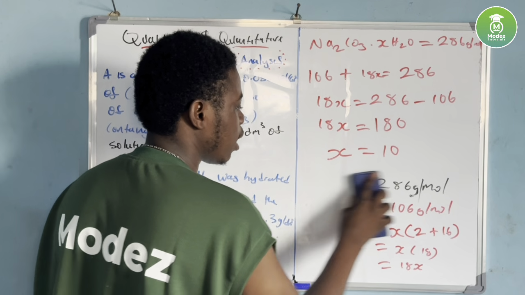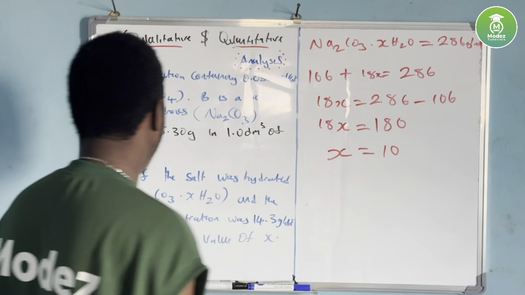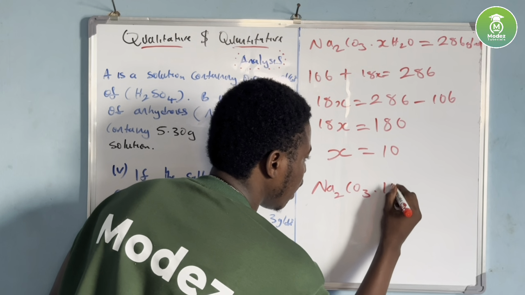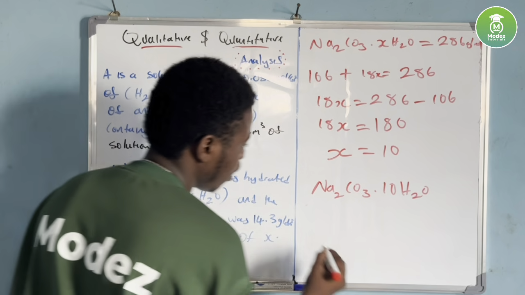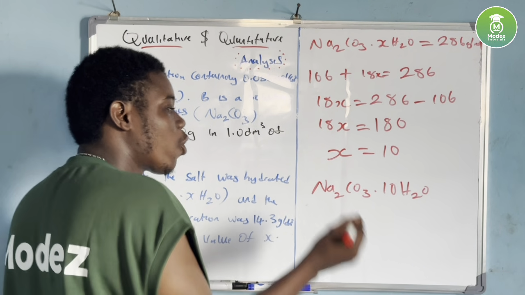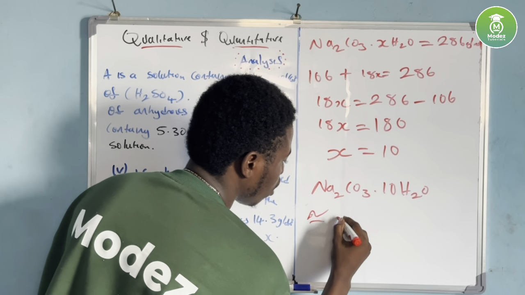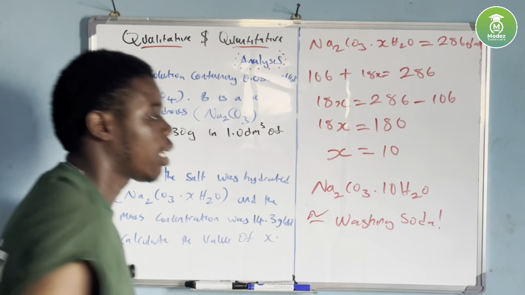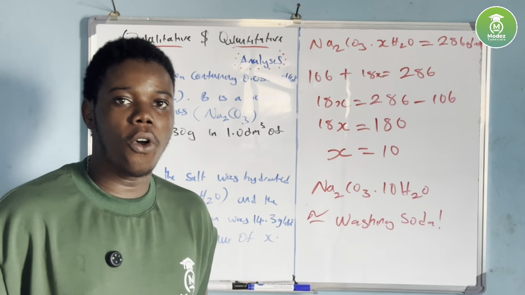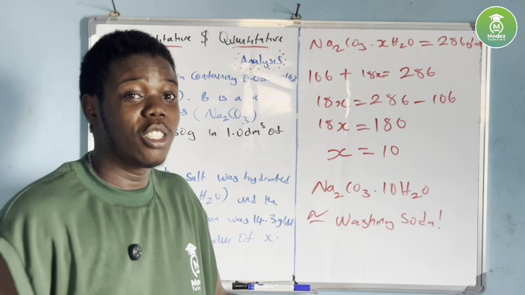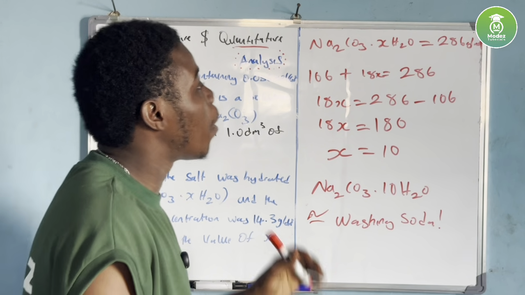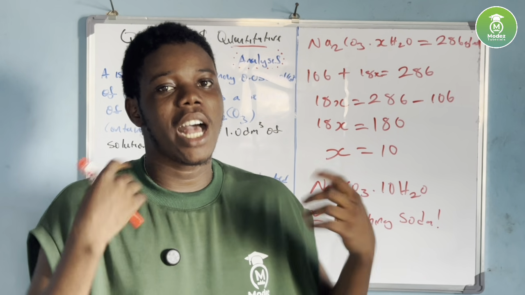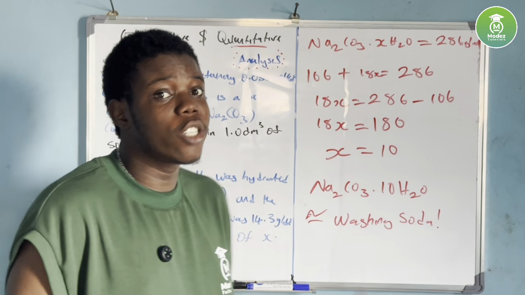That's not all. Since x is equal to 10, it means that the water of crystallization here is Na2CO3 decahydrate. Now, if they say you should name the compound, this is washing soda. Sodium carbonate decahydrate is the same thing as washing soda. Now, we have successfully completed a practical question. Make sure you practice past questions as much as you can, although this video is going to help you a lot.